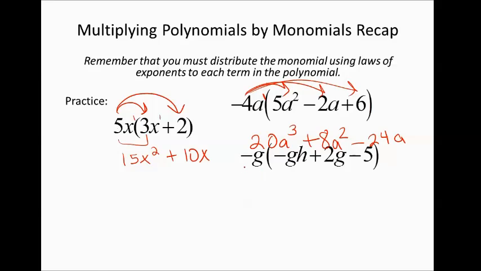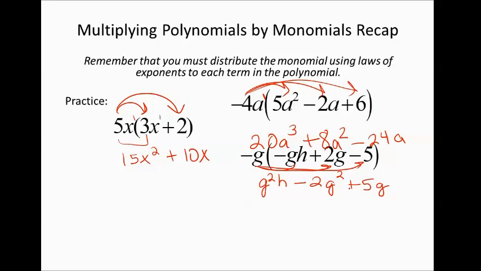Let's try negative g times negative gh. So that's going to give me a positive g squared h when I distribute. And then when I distribute negative g to 2, it's going to be minus 2g squared. And then when I distribute again, that's going to be positive 5g.